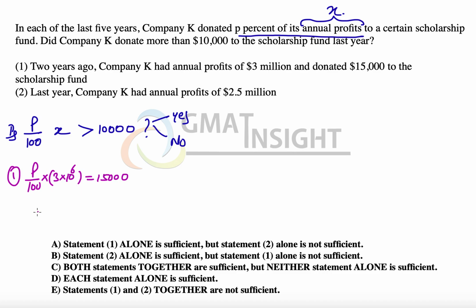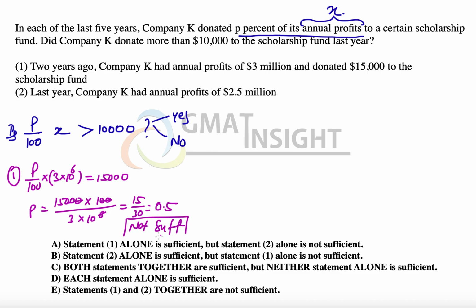We can quickly answer this question, and that means P becomes 15,000 multiplied by 100 divided by 3 times 10 to the power 6. So 10 to the power 5 is cancelled out like this. So we have 15 over 30, that means 0.5. So we have the value of P as 0.5, but we do not know what were the annual profits last year. Therefore, the first statement alone is not sufficient.